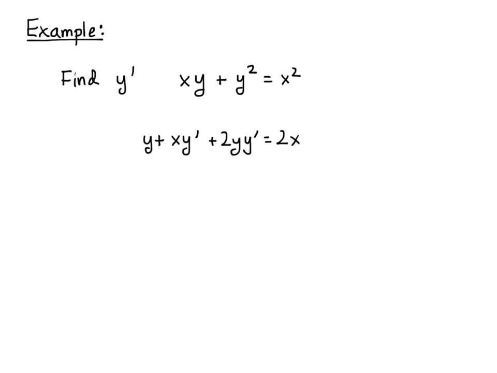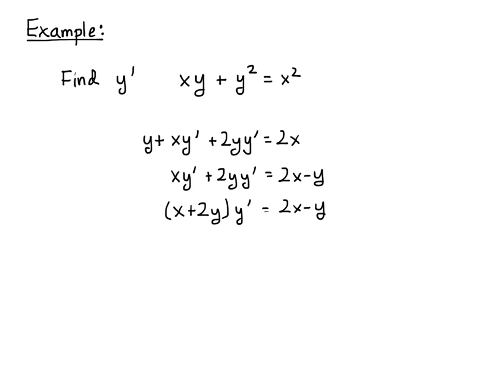So the next step then is I'm going to move everything that doesn't have a y prime to the right and keep everything that has a y prime on the left. And so here we have that, so we can factor out the y prime, and we get x plus 2y in parentheses times y prime equals 2x minus y. And then we have y prime equals 2x minus y over x plus 2y.